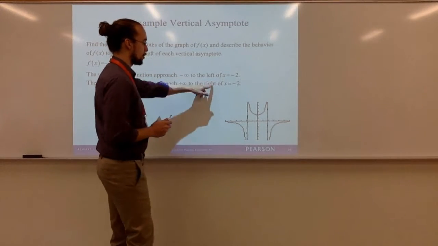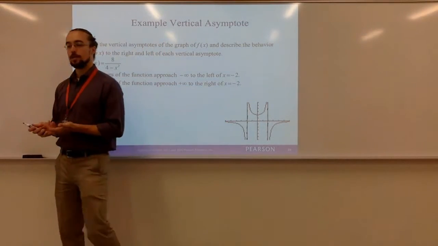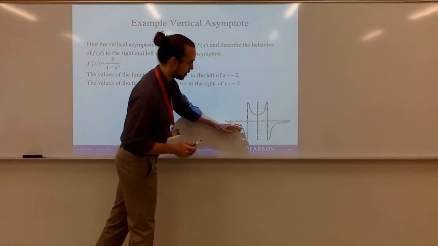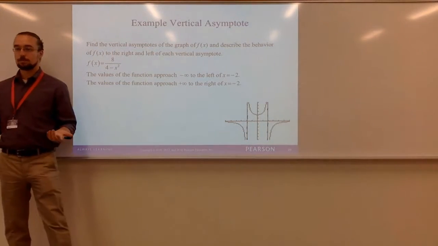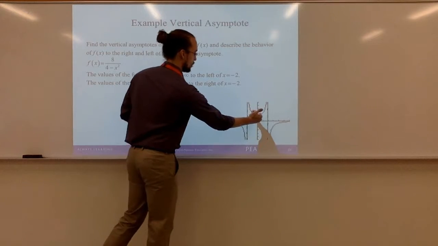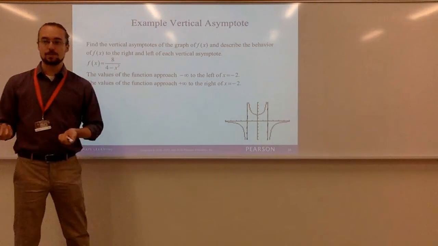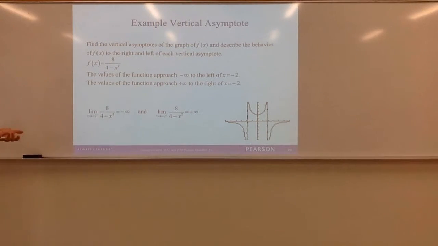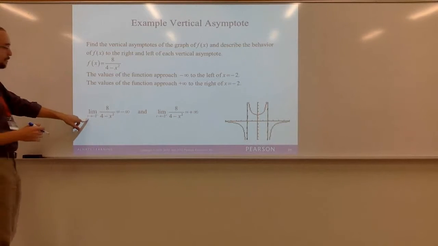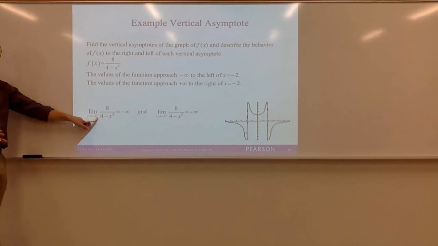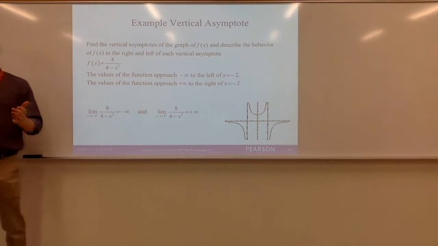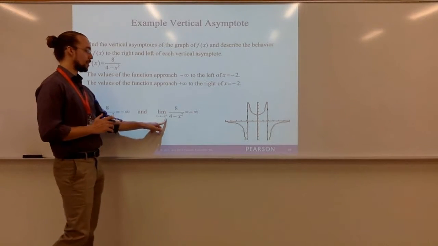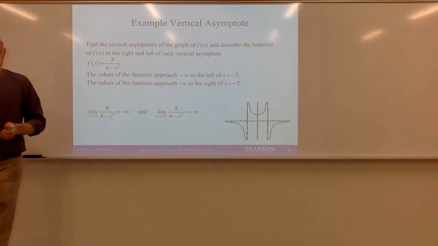If we think about getting closer and closer to negative 2 from the left, I'm going to negative infinity, and I'm going down. As I get closer and closer to negative 2 from the right, I'm going to positive infinity. So we can express our limits like this. The limit as x approaches negative 2 from the left of this function is negative infinity. It's just going down forever. Same thing as we approach negative 2 from the right: it is going to positive infinity.